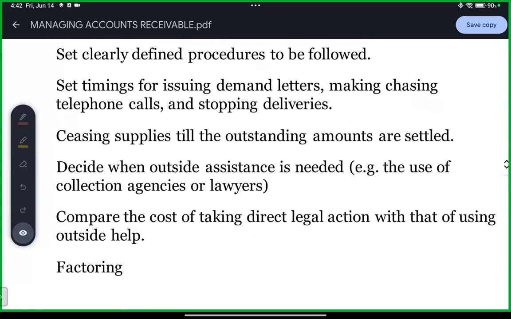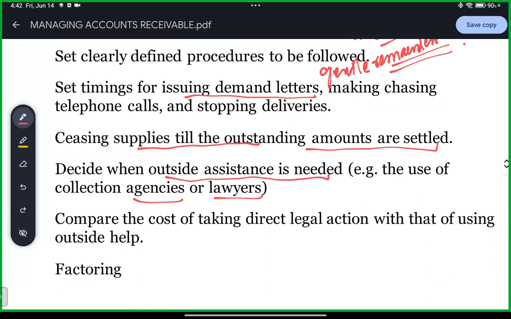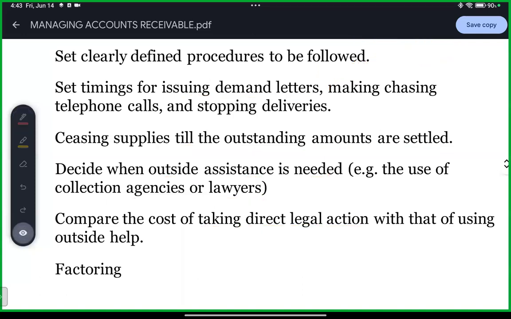Factoring is a situation where you sell your trade receivables to an agency who will then take the responsibility of collecting the amount on your behalf, where you will get a lump sum amount from the collection agency from the sale of this trade receivable. So now the risk and the returns rest with the agency. You are getting a bulk amount on the basis of the trade receivable. And in the worst case scenario, you can go to legal action as well.